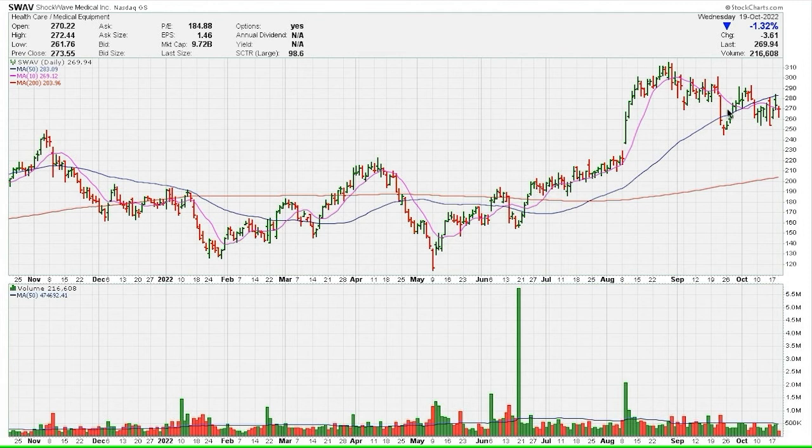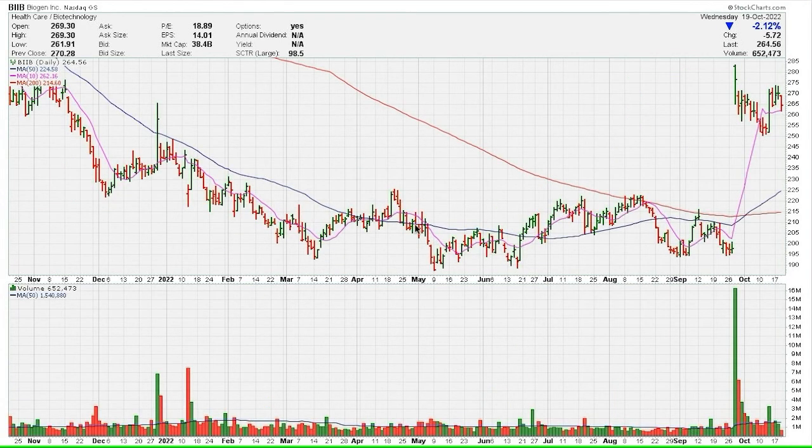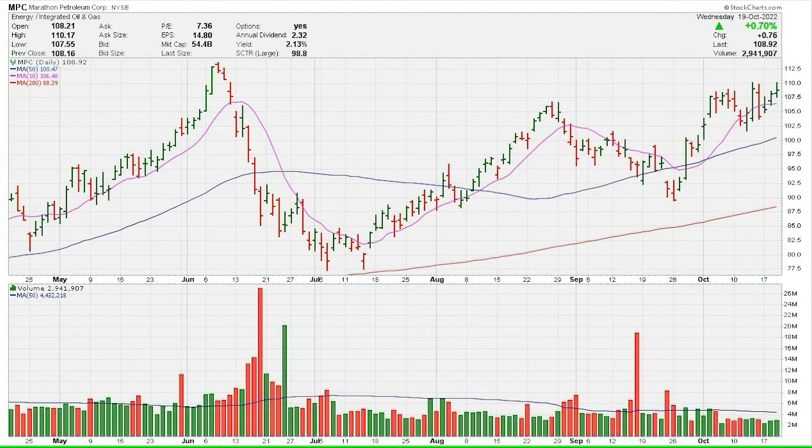Shockwave, which is an interesting technology, is trying to consolidate in here. Now, I don't like this V here. When I was showing you the Oracle example, you really want that steady base, that solid base. Now, this is a daily graph and not a weekly graph. Biogen, another biotechnology, big gap up, failed, trying to rally again. I would just continue to watch.